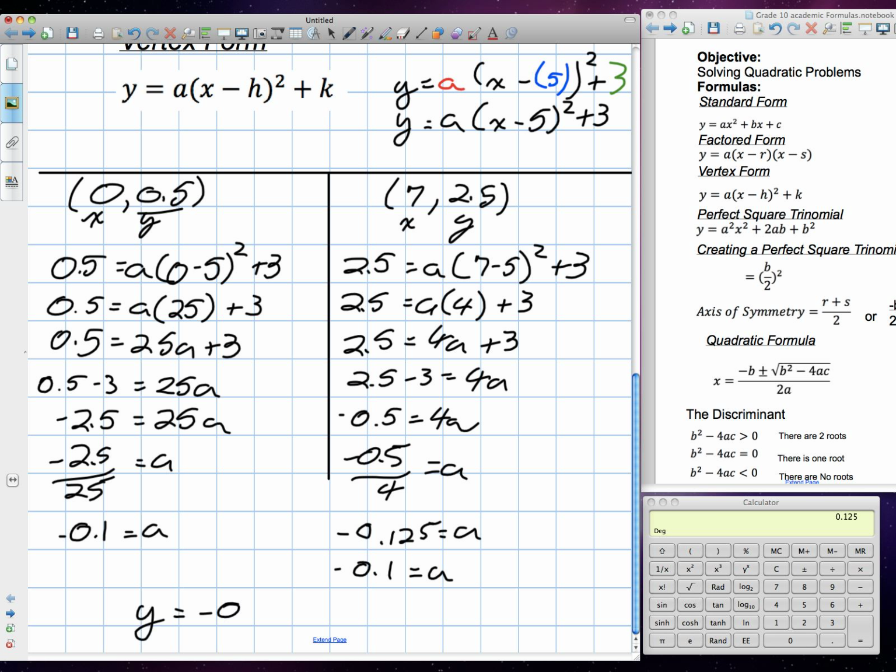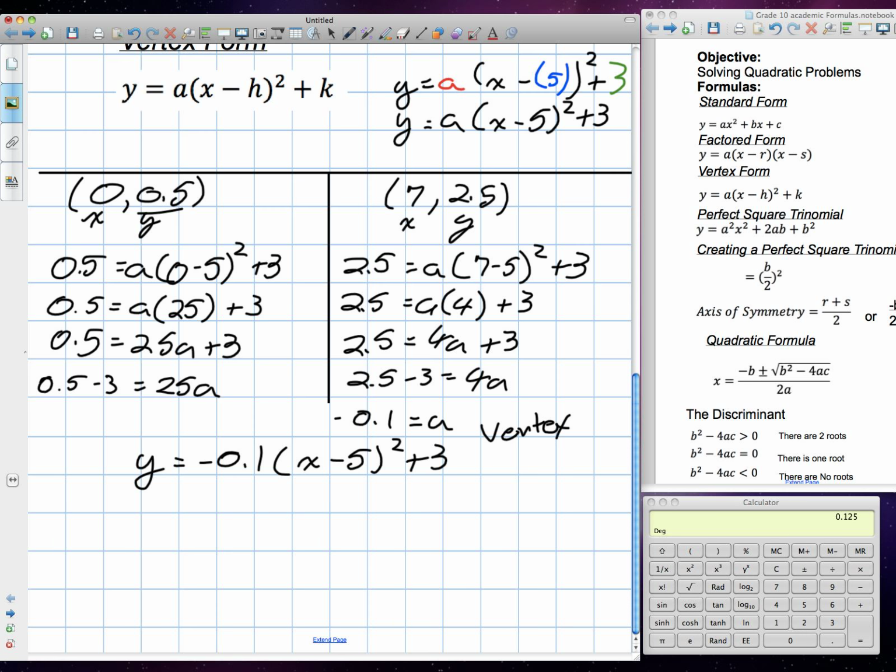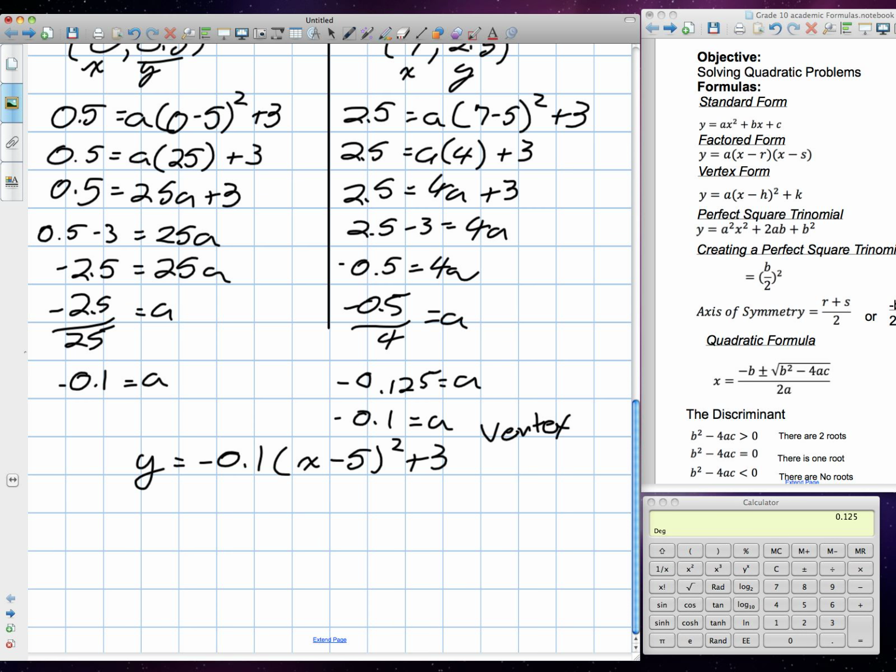Well, we've got everything we need. Our formula is y is equal to negative 0.1 (x minus 5) squared plus 3. And that's it. We just needed the equation for this model. We found the equation, and technically we could be done. What form is this? Vertex. What if they tell us they want it in standard form? We would expand. Yes, exactly right. We would FOIL it.